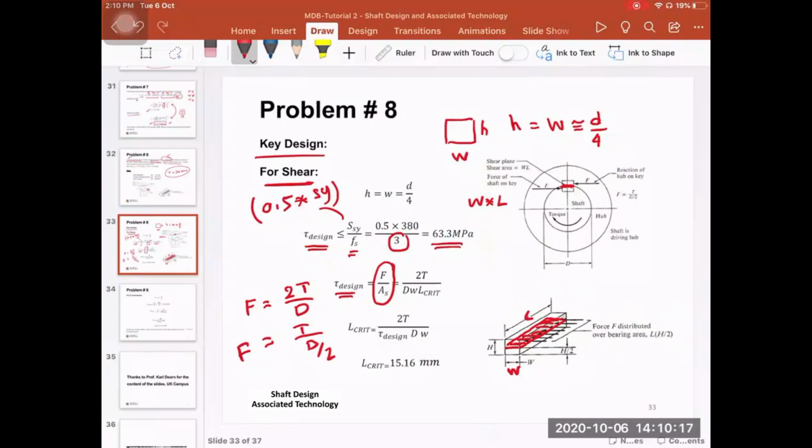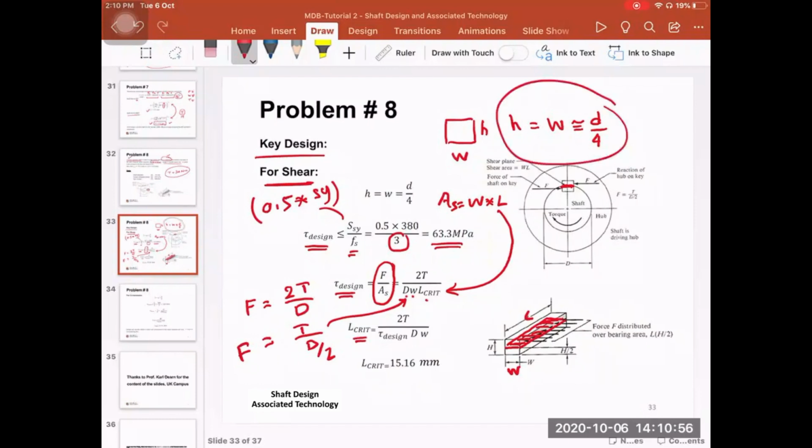And the area, so this is the area of shear. It's equal to W times L. So substitute this into here, substitute this into here. So you'll end up with the force divided by area shear is equal to 2 times the torque divided by the diameter of the shaft, times the width of the key, times the critical length of the key. So the variable here is going to be the critical length of the key, because the diameter, the width and the height are known now based on this assumption here.